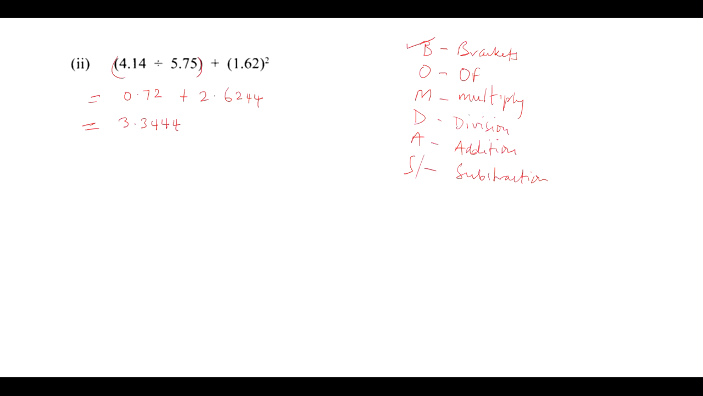3.3444. Right? Now even though you're using a calculator, it's very easy to type the wrong thing. So I would suggest that you always double check your answer. So I'm just going to do a quick check here. Plus brackets. Right, so the answer is 3.3444. All right.